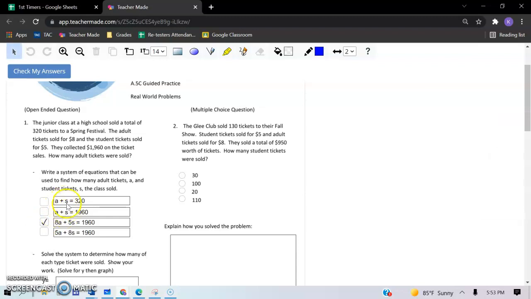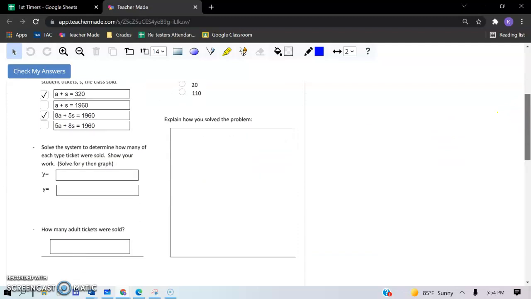Now, what is this up here? This right here is the number of tickets sold. It says here they sold a total of 320. We don't know how many adults, we don't know how many students, but they sold 320. What's the difference between this one? We don't know how many adult tickets or student tickets, but they sold 1,960 tickets. Well, that's not right. That's money. So that's why these two are together.